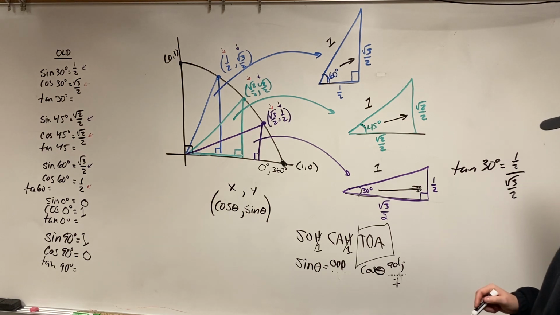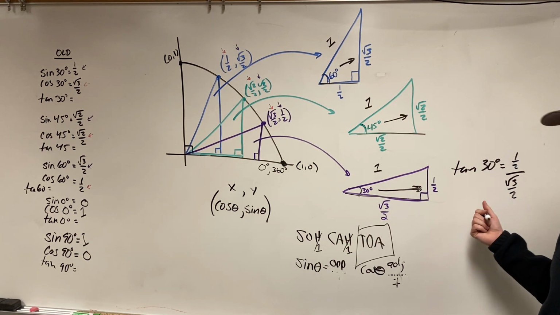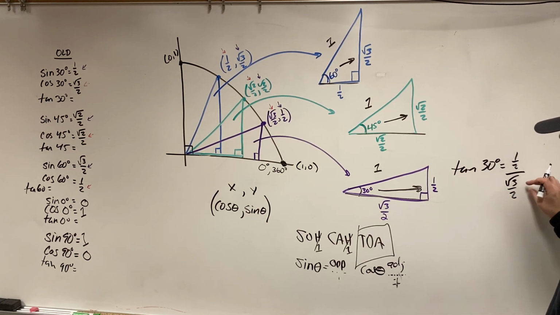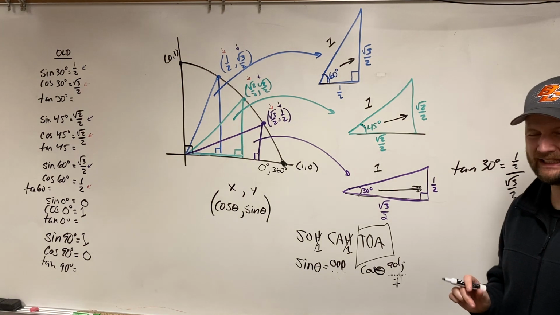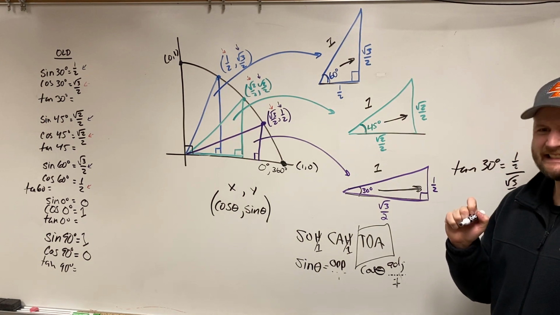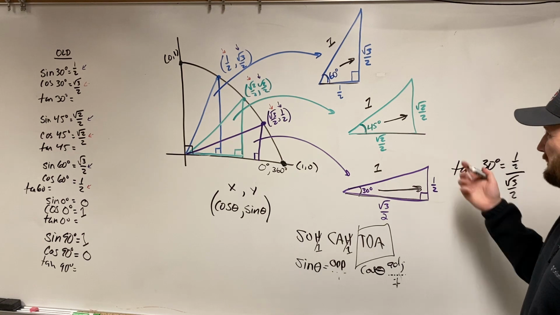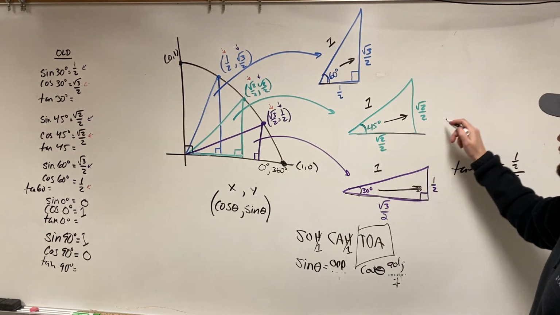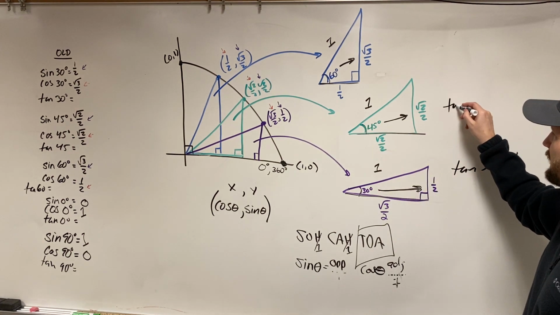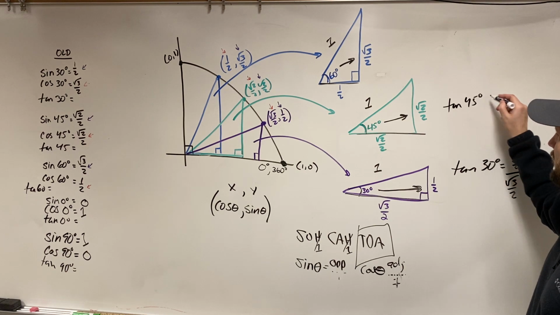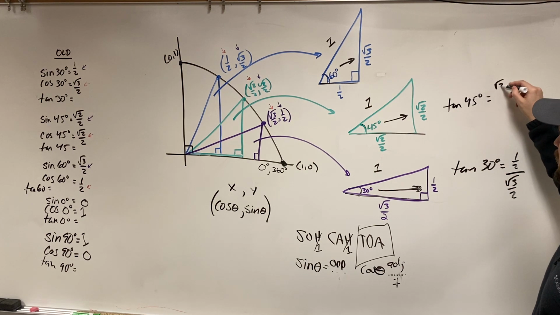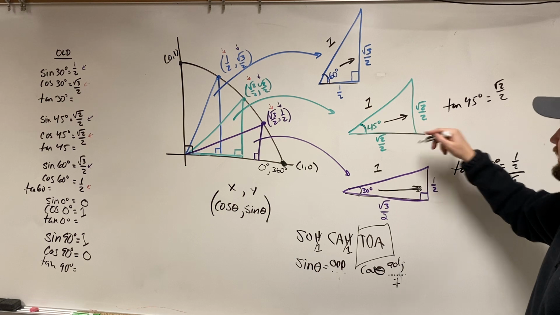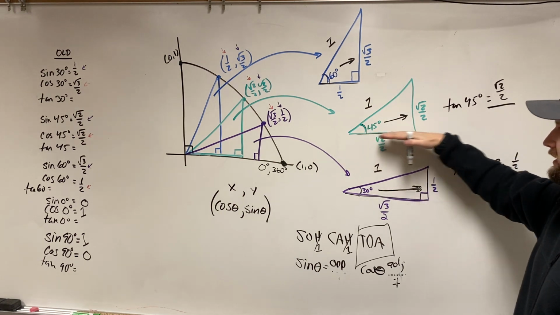Ew. Maybe that's why we didn't talk about it. A fraction divided by a fraction with a radical on it. No, thank you. Let's just come up to tan of 45. So the tangent of 45 would be root 2 over 2, the opposite, divided by the adjacent.